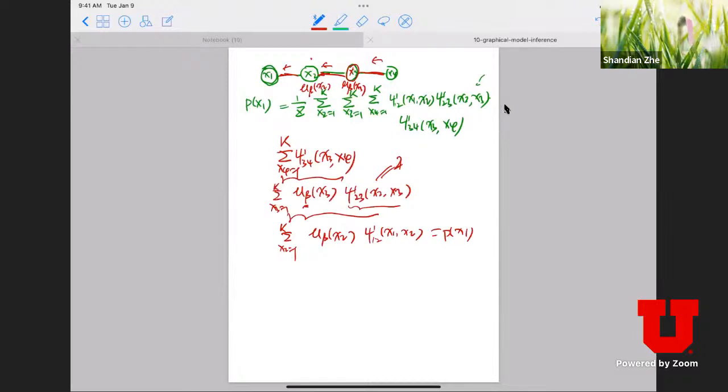So now I want to ask, suppose I want to calculate the marginal distribution for a node in the middle. Suppose I've got a graphical model with a bunch of nodes. So this is xn. How can we efficiently calculate the marginal distribution of xn?